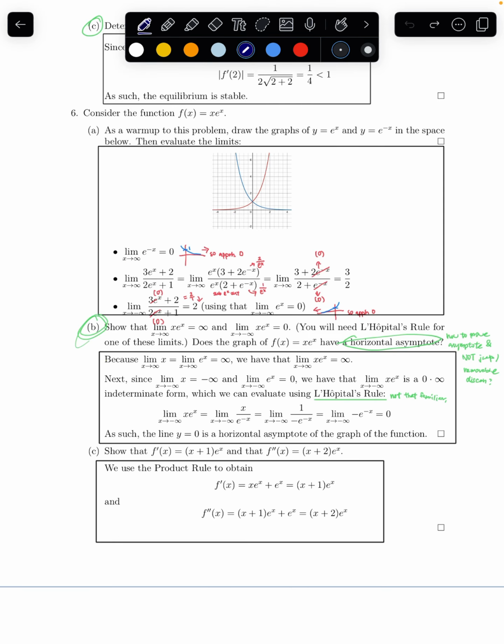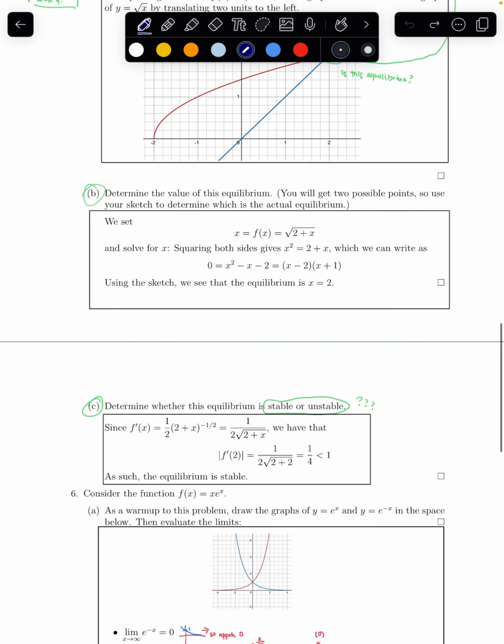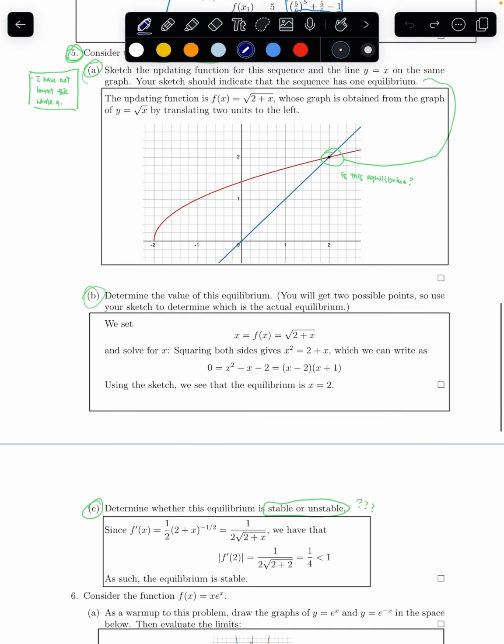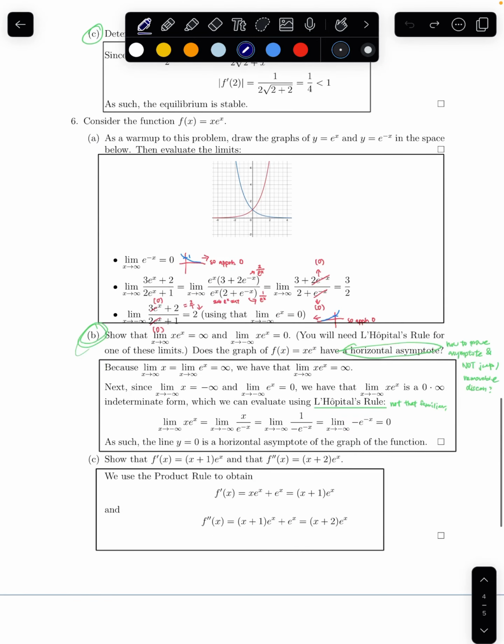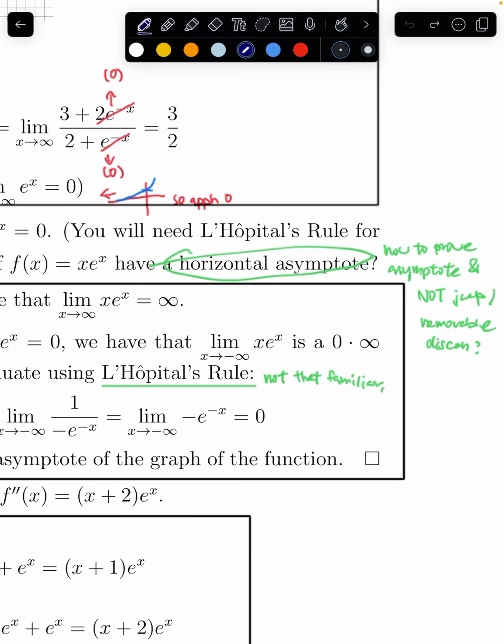So question 6, because you said to skip 4 and before it, and I have to skip 5 because I don't know how to teach this properly. Question 6, you ask how to prove that it's an asymptote and not just a jump or removable discontinuity.